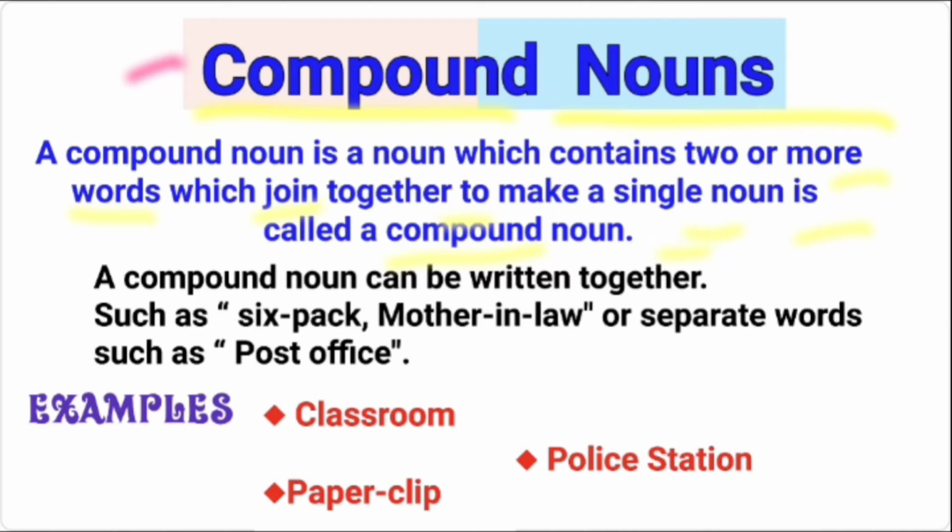A compound noun can be written together, such as six pack, mother-in-law, or as separate words, such as post office. In post office, here are two words, post and office. But when these two words are together, they make a single word, post office, and it is called a compound noun. Other examples are also here, such as classroom, police station, paper clip.